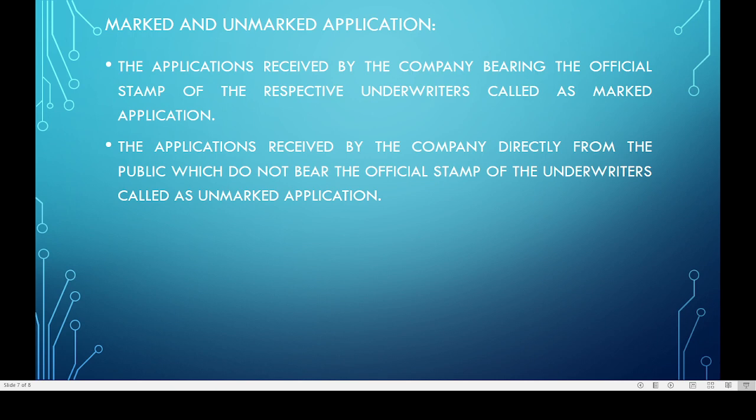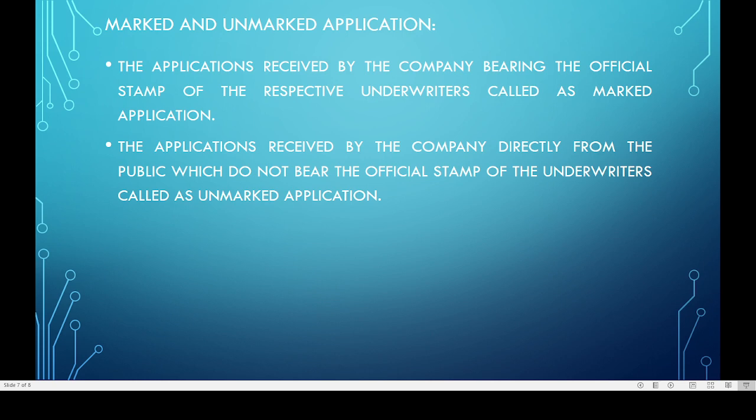Next we will go to the last concept, that is marked and unmarked applications. The application received by the company bearing the official stamp of the respective underwriter is called a marked application. For example, if people subscribe to the shares of my company through me, then my mark, like a symbol, will be there on the application. That is called a marked application.